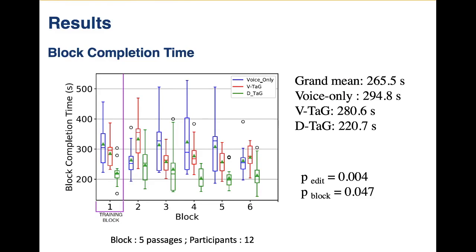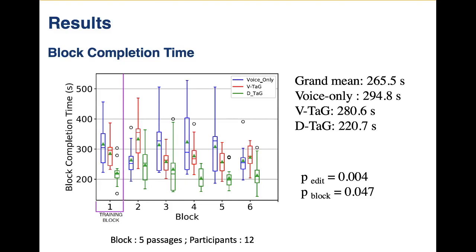During this process of evaluation, 12 participants performed error correction tasks on 3 blocks. Each block consisted of 5 passages. Each passage consisted of 5 erroneous words. We measured the block completion time, that is the time taken to complete one block, and we found that D-tag performed better than V-tag and voice-only approach with significant results. D-tag was 21.4% faster than V-tag and 25.1% faster than voice-only approach.